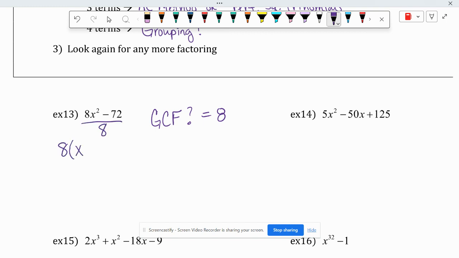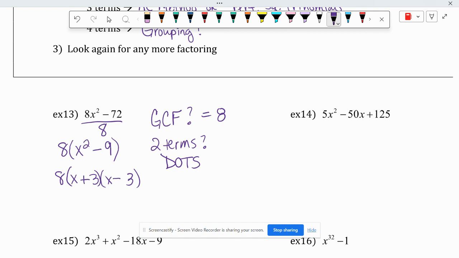That gives me x squared minus 9. Now I have 2 terms. If I have 2 terms, what do I have to check for? Dots. Are both of those perfect squares? Yep. What's the square root of x squared? X. What's the square root of 9? 3. Join one with a plus and one with a minus. Perfect.